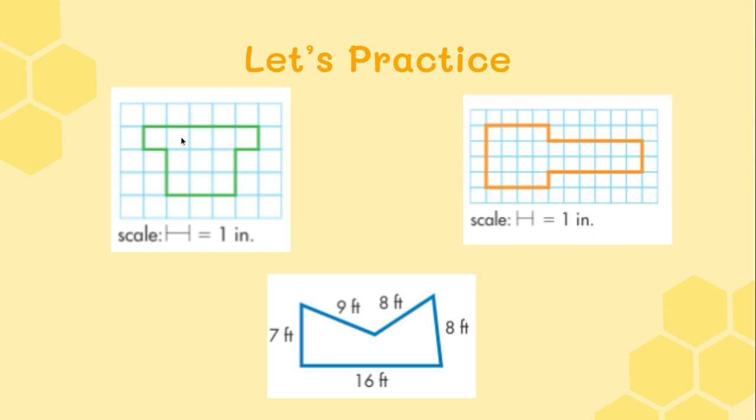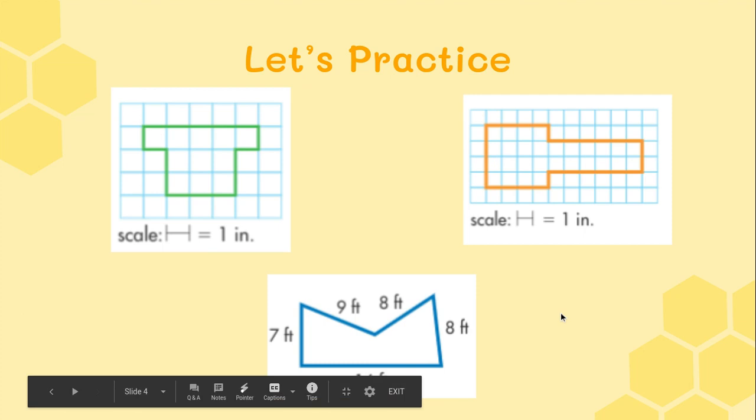All right. Now let's go ahead and do this orange shape. Same exact thing. You're counting around. 1, 2, 3, 4, 5, 6, 7, 8, 9, 10, 11, 12, 13, 14, 15, 16, 17, 18, 19, 20, 21, 22, 23, 24, 25, 26, 27, 28. So the perimeter of this orange shape is 28 inches.